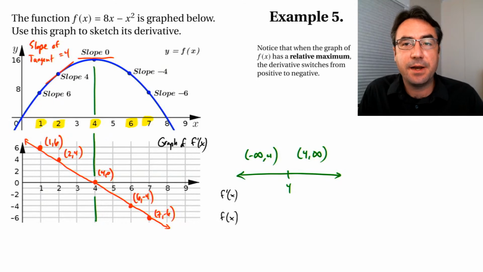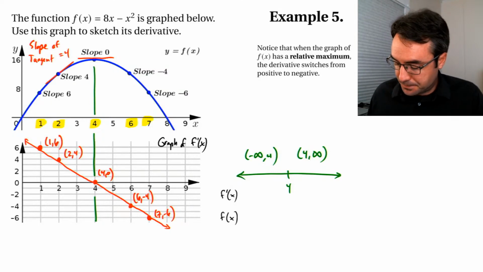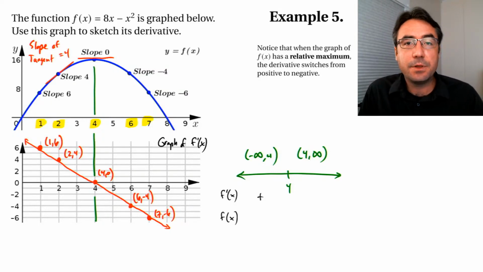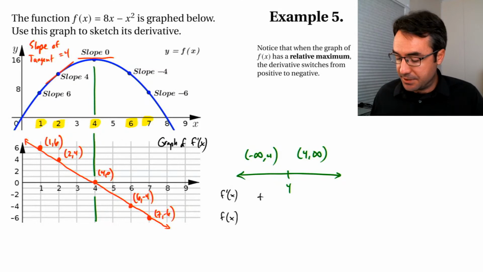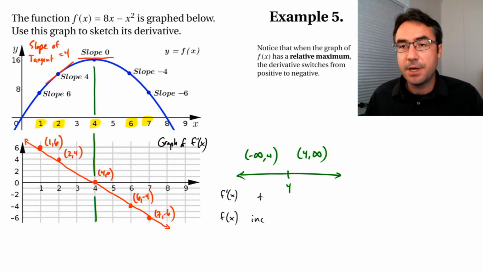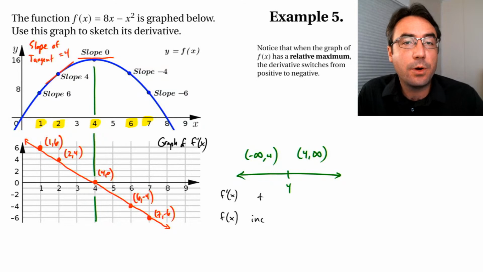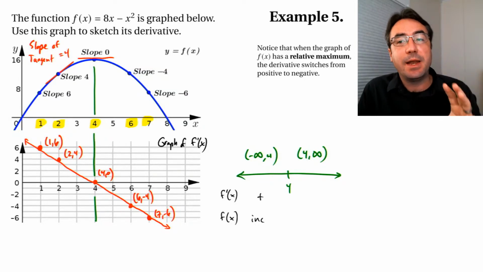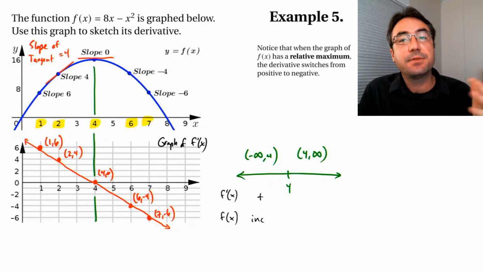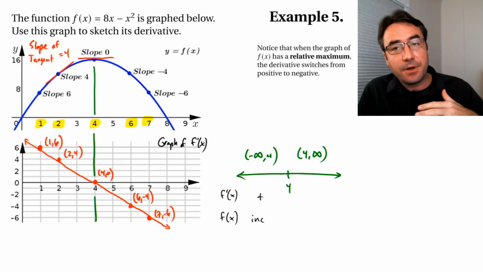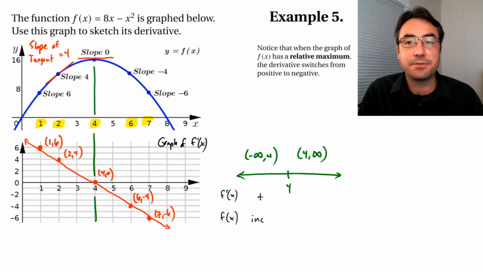So on the left side there, we see that all of the slope values were positive. And if we look at the graph of f, we also see that it's increasing. So that just confirms what we know about the relationship between f prime and f. If f prime is positive, then our function's increasing. If our function's increasing, then f prime is positive.